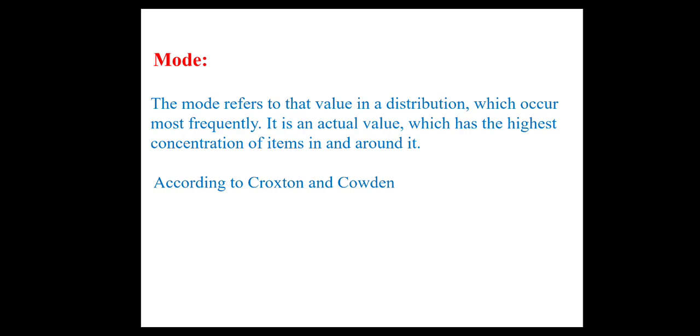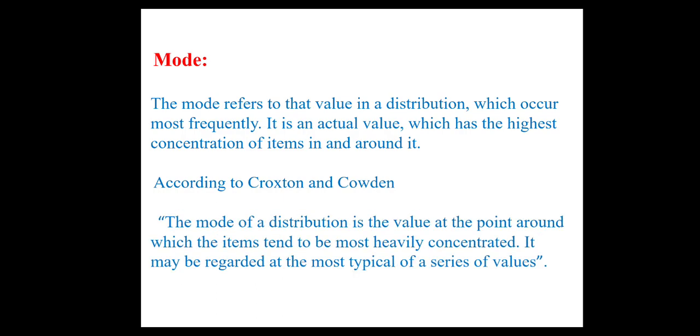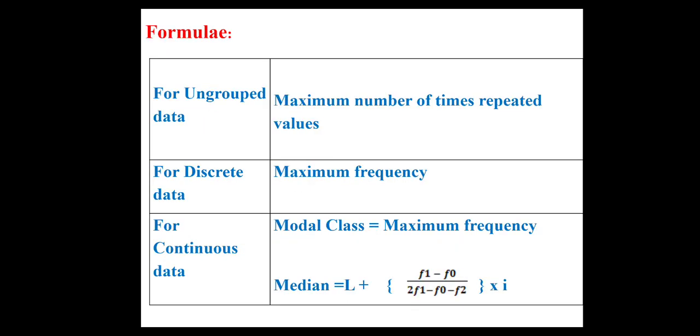According to Croxton and Cowden, the mode of a distribution is the value at the point around which the items tend to be most heavily concentrated. It may be regarded as the most typical of a series.